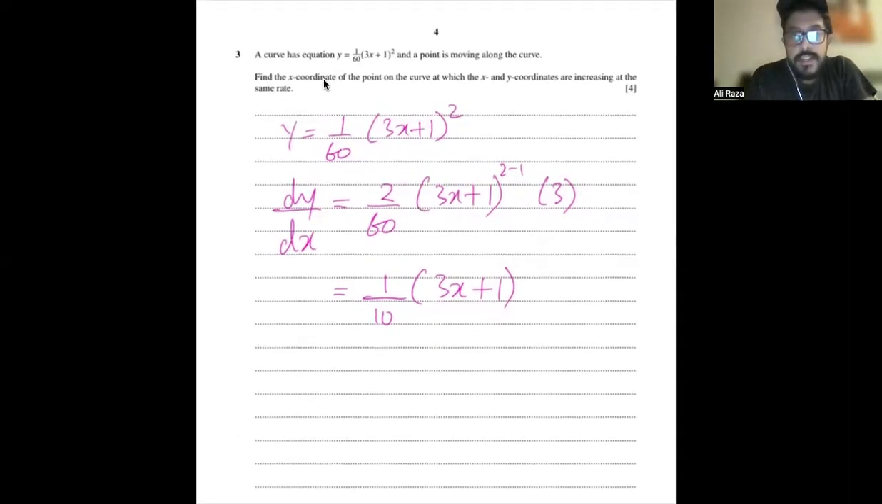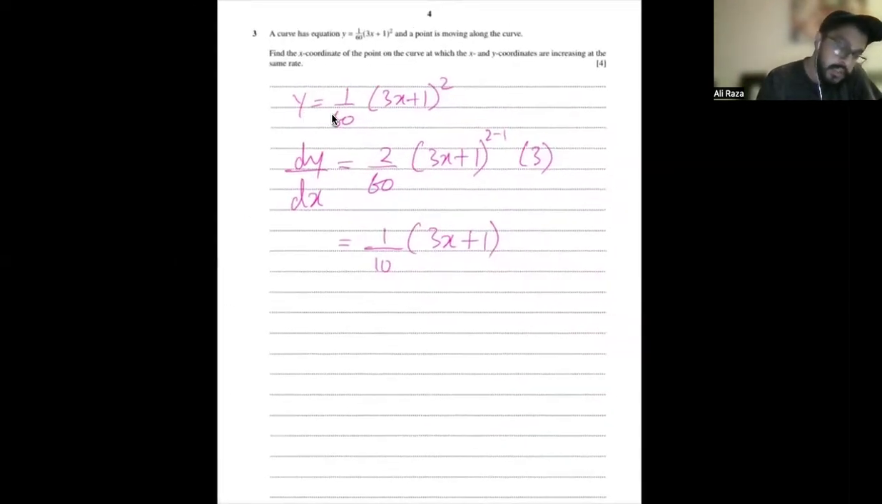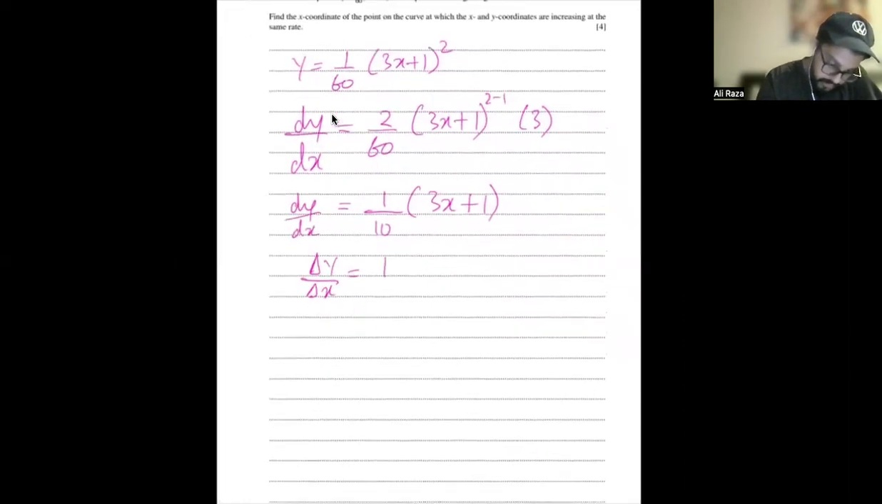Okay. Find the x coordinate of the point on the curve at which the x and y coordinates are increasing at the same rate. This means that the change in y upon change in x ratio should be equal to 1. So dy/dx, 1 over 10 times 3x plus 1, should be equal to 1. Then we cross multiply to get 3x plus 1 is equal to 10. This results in x is equal to 3.